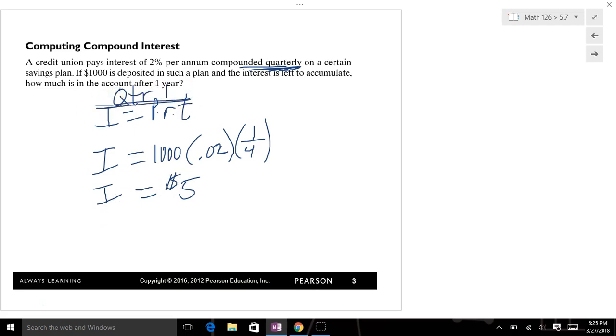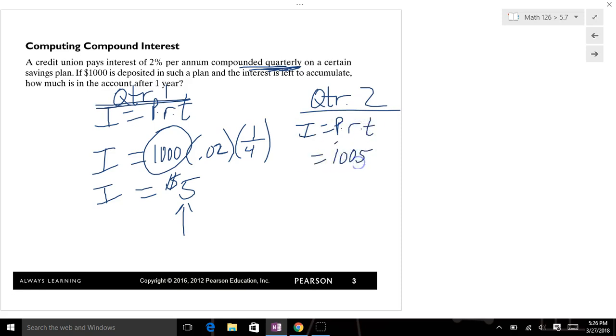Now you're going into quarter two, and you still have the $1,000, but you also have $5 in interest as well. So now you're going into quarter two with $1,005. You're earning 2% for that fourth of a year. So you punch that in, and you end up with $5.05 in interest. A little bit more interest this time because you started out with a little bit more money.